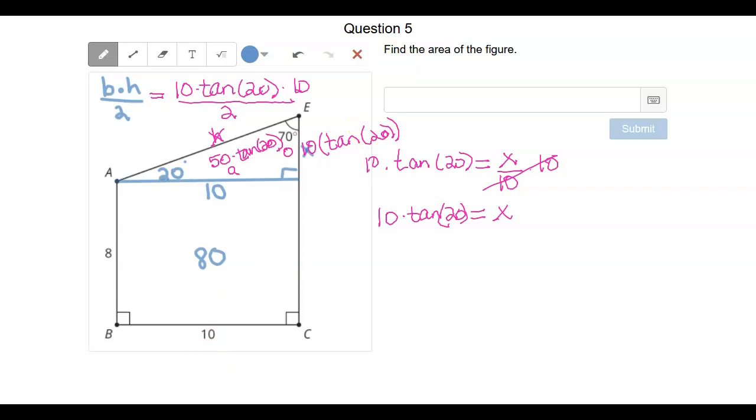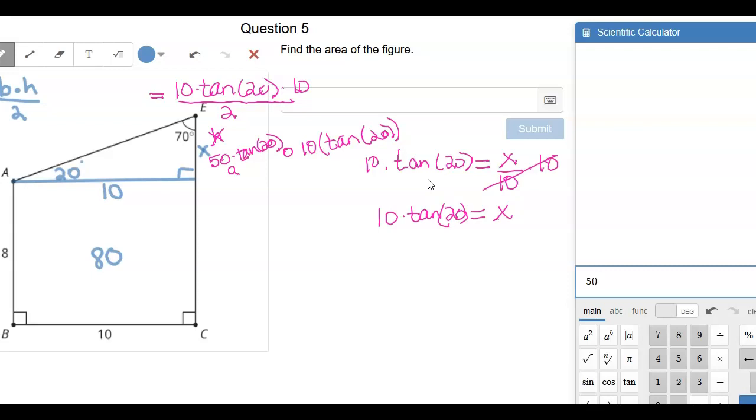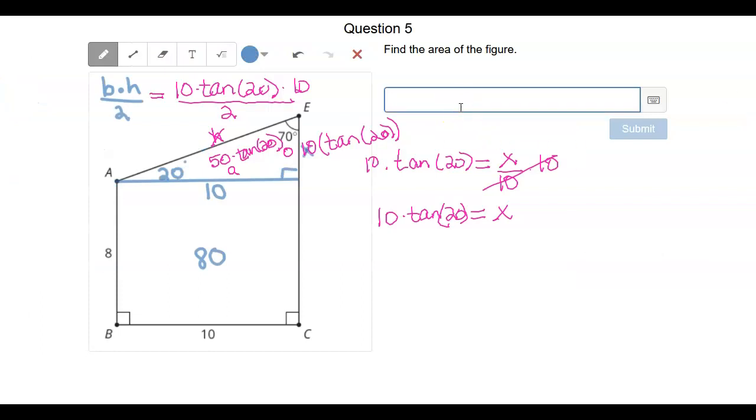And if we pull up our Desmos calculator, we can do 50 times the tangent of 20. And then if we know that this is 50 times the tangent of 20 up here and this is 80, we just have to add those two pieces together. And so our answer is going to be somewhere in the vicinity of 98.2. So that's what I'm going to put up here. 98.2. Remember that you can't do the calculations for the trig functions in this one because it's not set to degrees. It's set to something else. So 98.2 would be your correct answer.